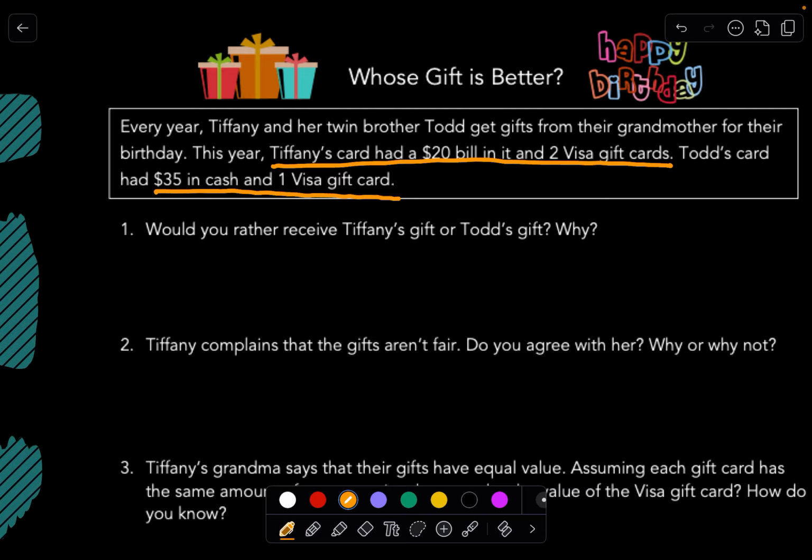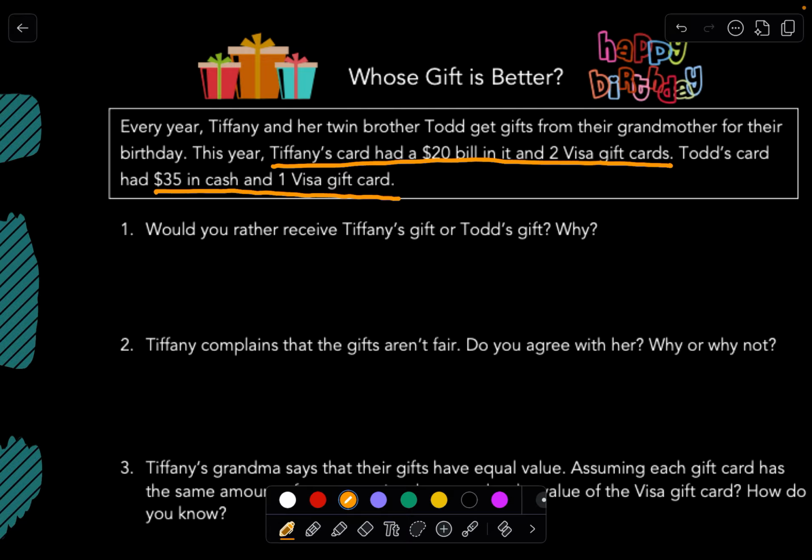The first question really is your personal opinion. Just be able to verbalize it. Would you rather receive Tiffany's gift or Todd's gift? Why? I guess that has to do with, would you rather have more cash up front and fewer gift cards, or less cash up front and then 2 gift cards? And why?